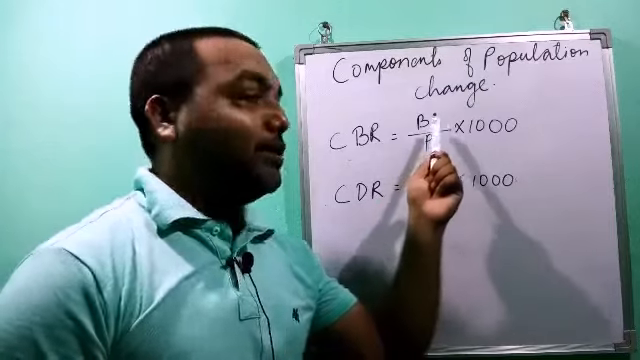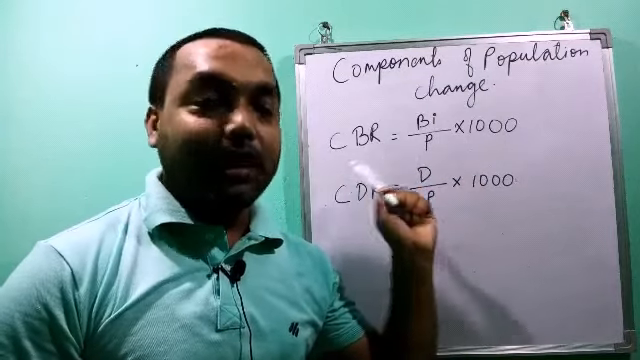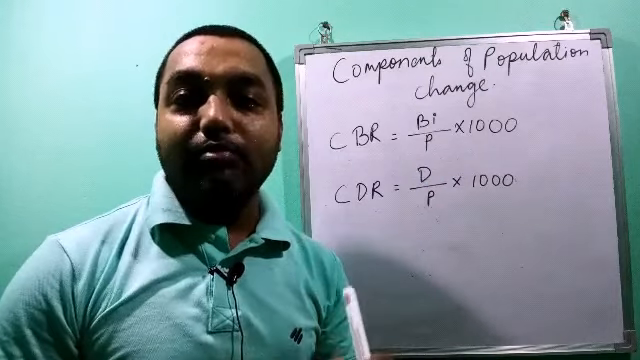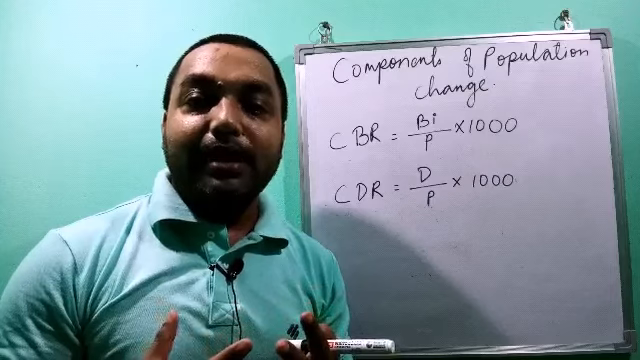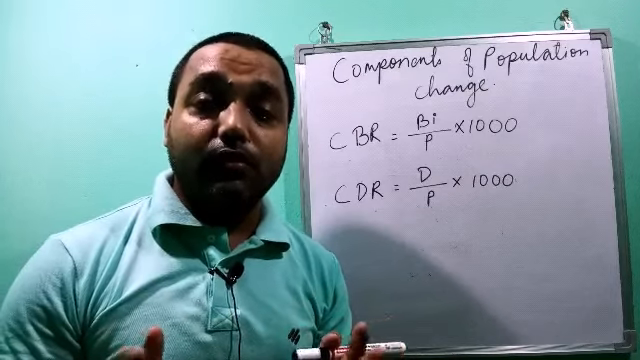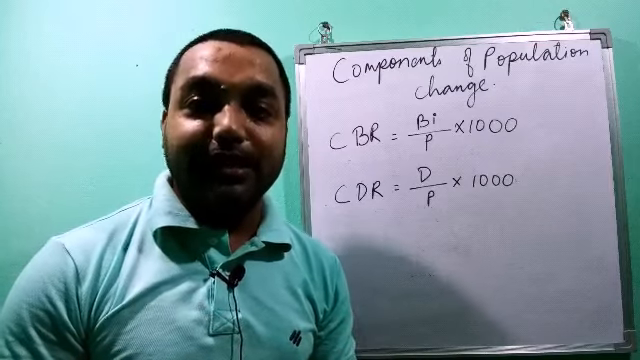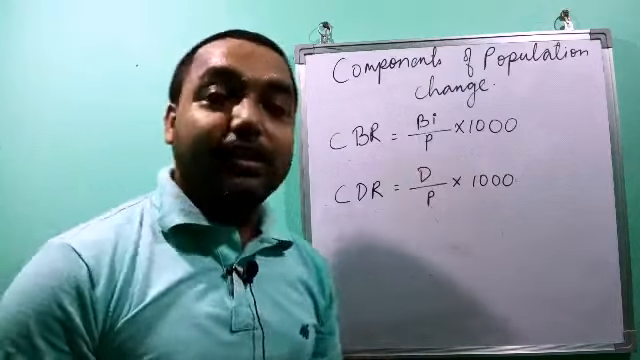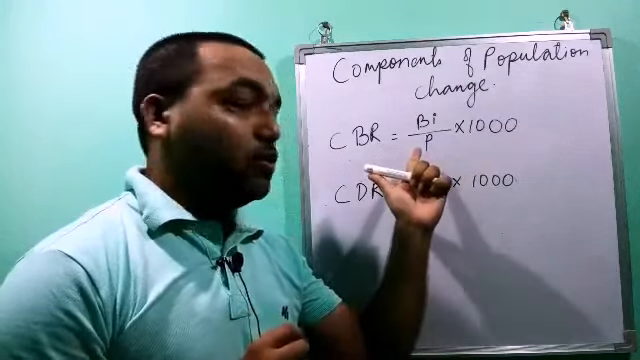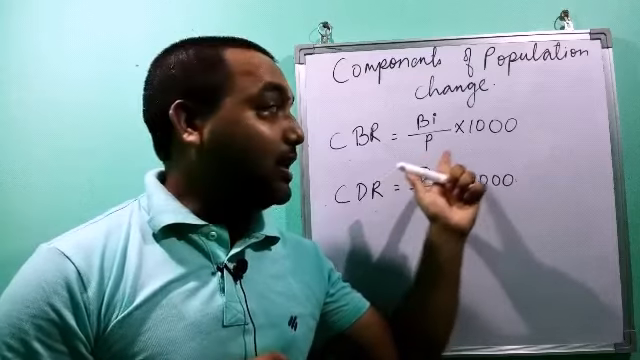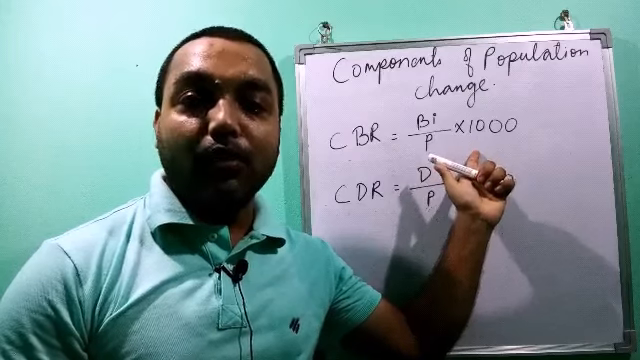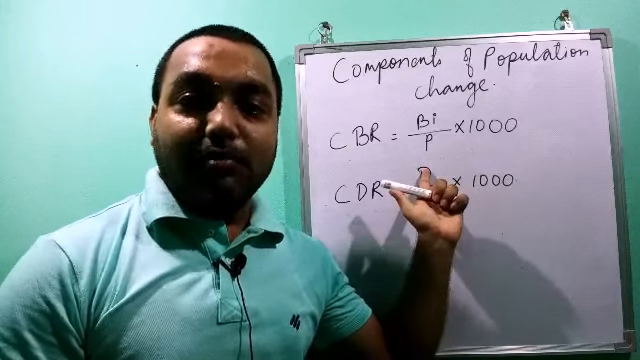The formula to find out the crude birth rate or the total birth rate is the number of live births. Why is the word live birth used here? Because many babies die just after getting birth, and they will not be included in live births. So the number of babies who are alive after birth, divided by the total population, into 1000. So per 1000 population, how many new babies have been born, that comes under crude birth rate.